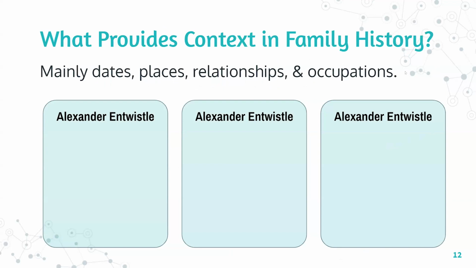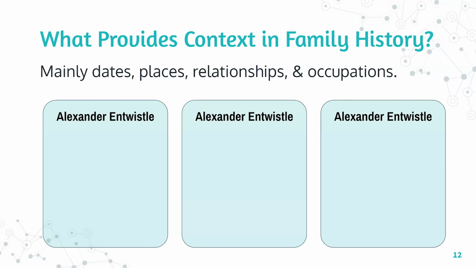90 to possibly 95% of the context that we need to make good judgments in family history centers around dates, like birth dates, death dates, around places. Where did they live? Where were they born? Relationships. Who are their parents? Who's their spouse? Who's their kids? And their occupations. Those occupations can often help us tell people apart.